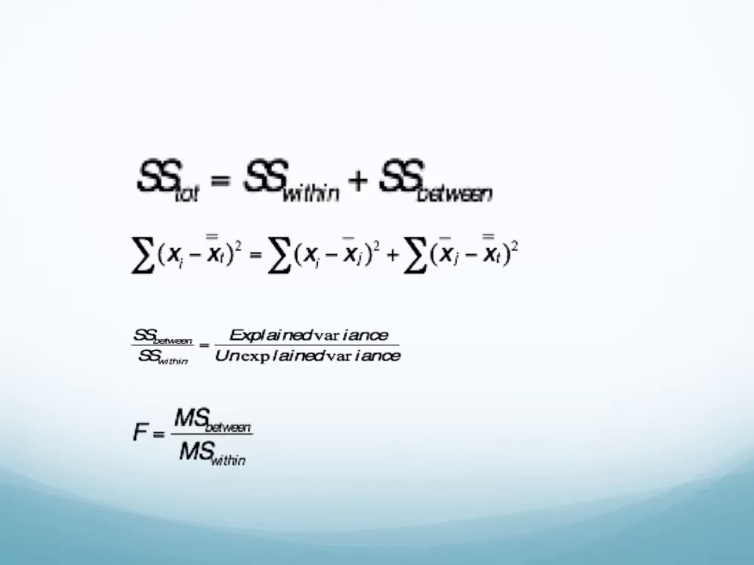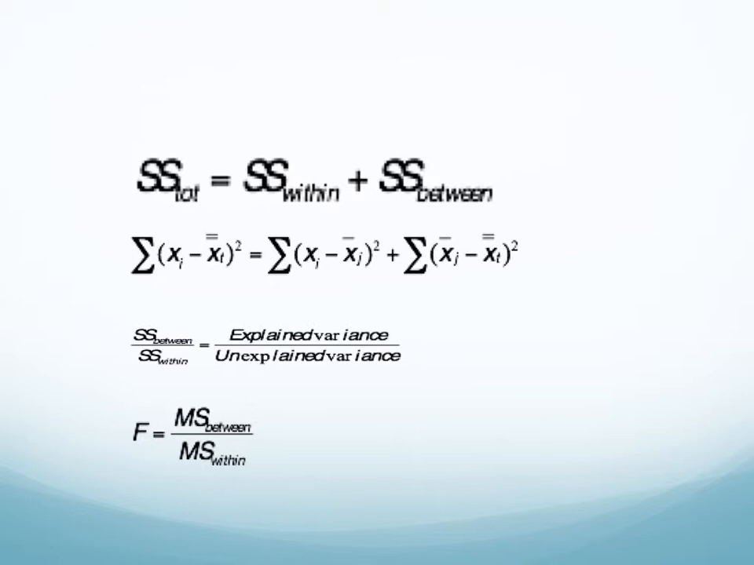And that can be partitioned into deviations within the group, which is xi minus xj, which is the mean of that group, squared, and the sum of the differences between the group's mean and the overall mean, xj minus xt, the quantity squared.